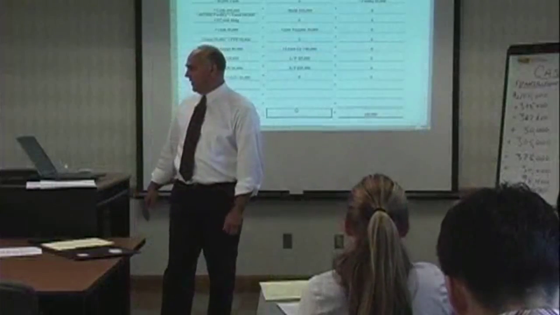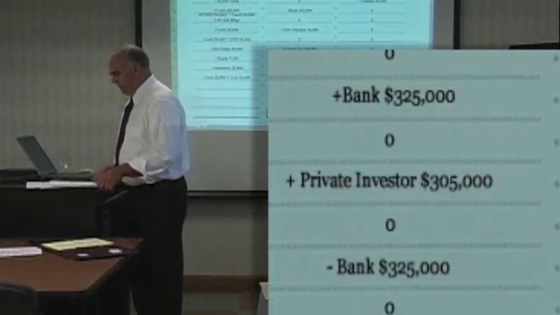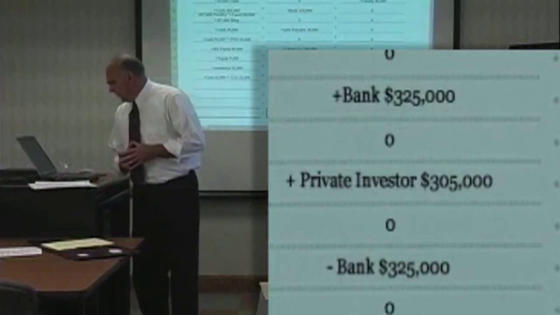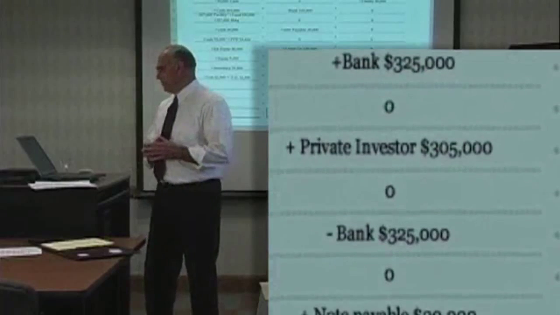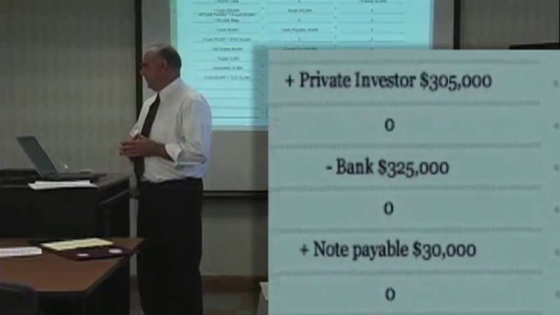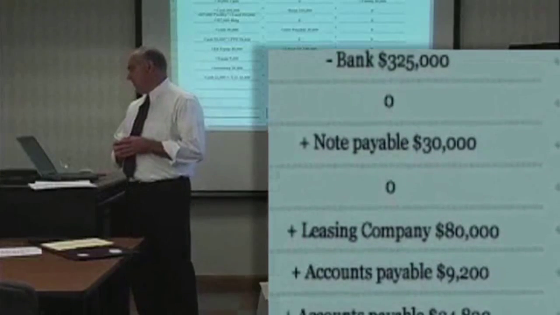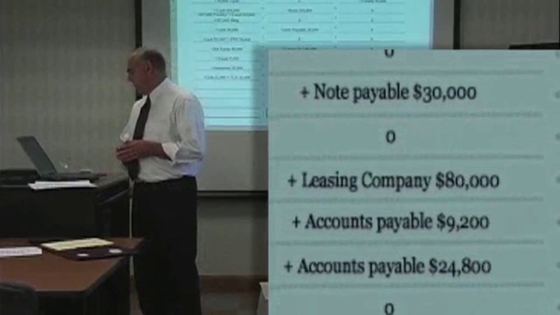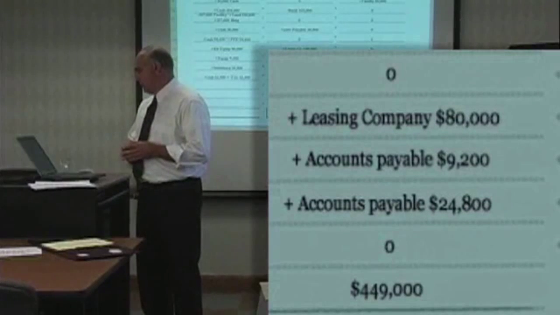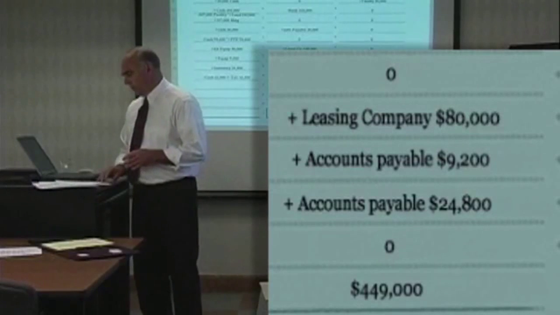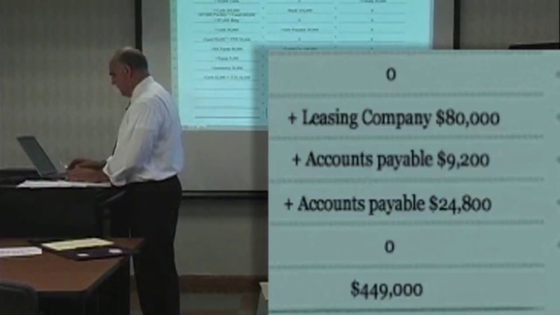The column with the next fewest entries is the liability column. And we start with the bank that contributed $325,000, and we find that 2 or 3 lines down, that promise has already been made good. We repaid the bank $325,000, so those entries have offset each other. So all that's left is summing the contributions made by the other people, our private investor, the amount of $305,000, the note payable, the amount of $30,000, the leased assets from the leasing company, $80,000, and our 2 account payables in the amounts of $9,200 and $24,800 respectively. And that sums to $449,000.